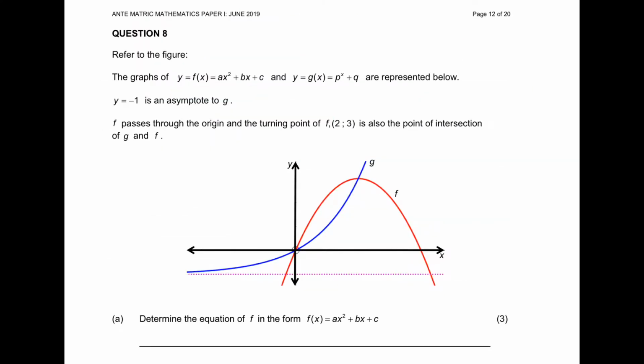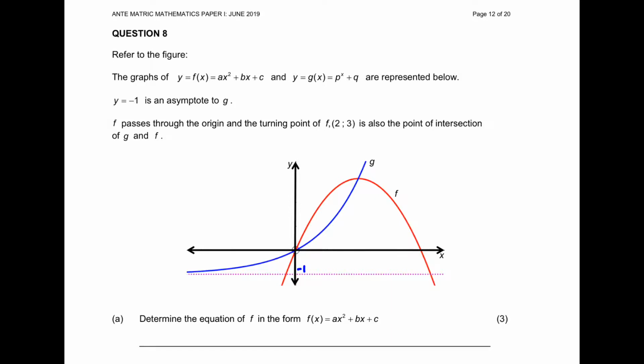Question 8. Refer to the figure, the graphs of f of x equals ax squared plus bx plus c, and g of x equals p to the x plus q, are represented below. So the f graph is the parabola, given in red, and the g graph is the exponential curve, which is in blue. Then they tell us that y equals negative 1 is an asymptote to g. They haven't indicated that on the diagram, so it's a good idea for you to put that y value in so that you can reference it from the diagram.